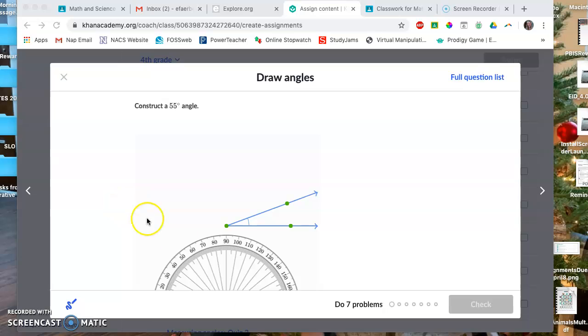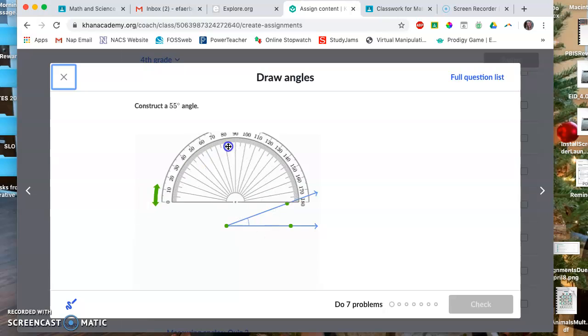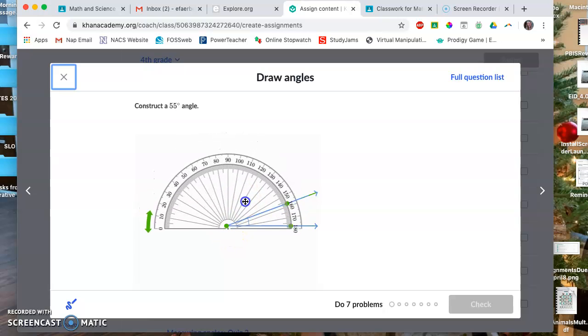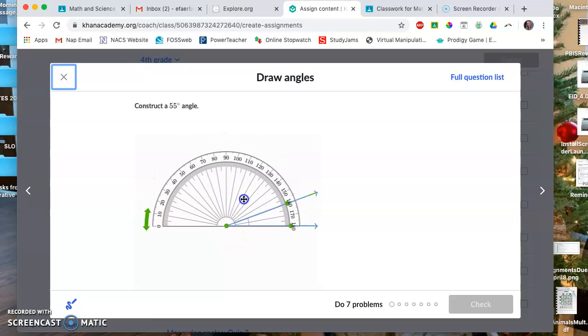So you're looking at my screen right now. I'm in Khan Academy. It's asking me to construct, which just means make, a 55-degree angle. If you notice, I can move my protractor around. So I'm going to get the center of my protractor to this vertex. I'm going to pull that there. I always need one ray to go through 0 degrees. So I'm going to pull this ray that's down here all the way through 0 degrees. I'm just holding down my mouse.